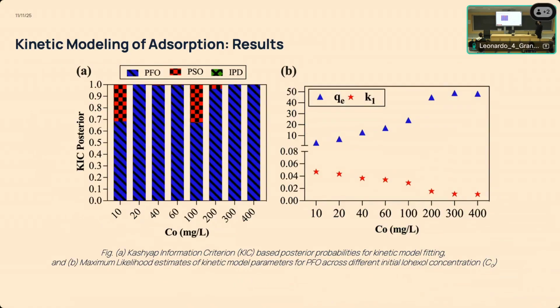Now, these are the two parameters which we calculated at different concentrations of the experiments. Here you can see the capacity parameter tends to increase, but reaches a saturation at very high concentrations, which is very common in these types of clays.